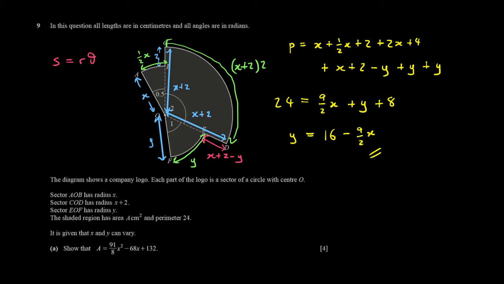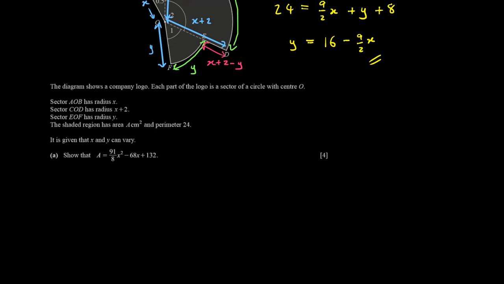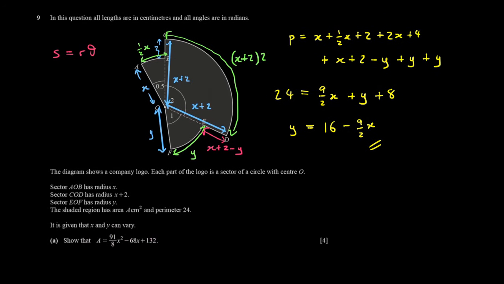Now the question is, we want to show that the area is equal to this function here. Okay, well then, how do we get the area of a sector? Well, we need to know the other formula. The area of the sector formula is A is equal to 1/2 r squared theta, again, where theta is in radians. So this sector here is going to be 1/2 of x squared times by this angle, 0.5. This sector here is going to be 1/2 of x plus 2 squared times by the angle, which is 2. And this sector here is going to be 1/2 of y squared times by the angle, which is 1.